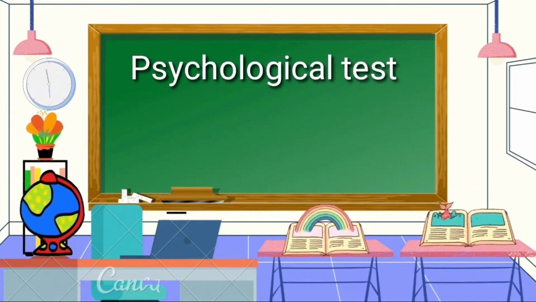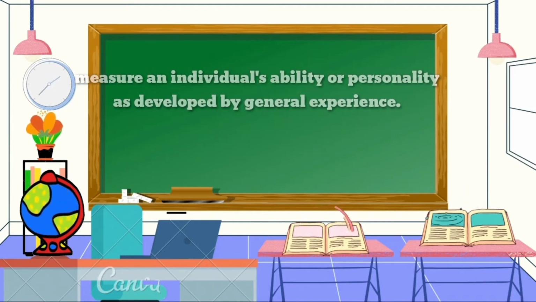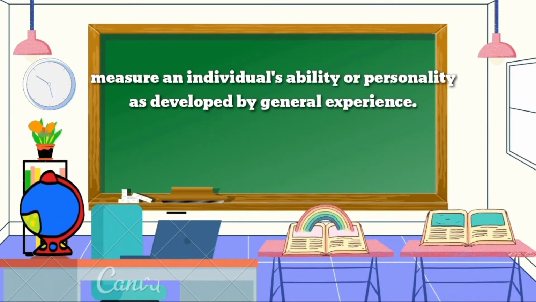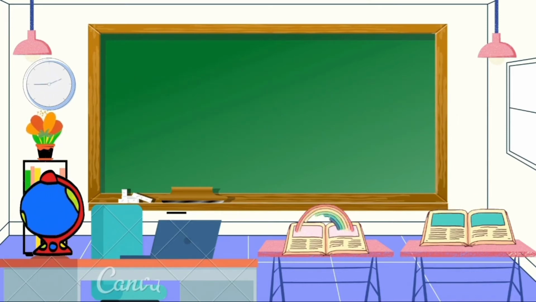Psychological tests measure an individual's ability or personality as developed by general experience. So it means that it is a way of measuring the acquired knowledge of an individual. Alright, so a psychological test is a way of assessing an individual's capacity to adjust or adapt to environmental changes. These are the types of tests that are being used.